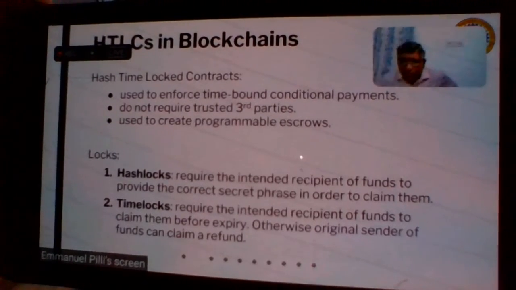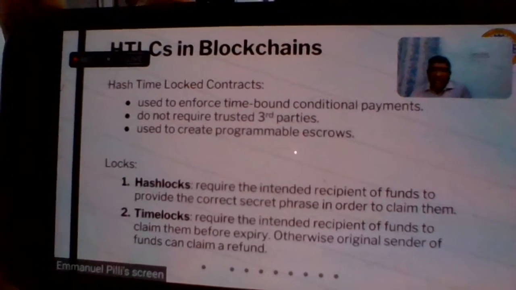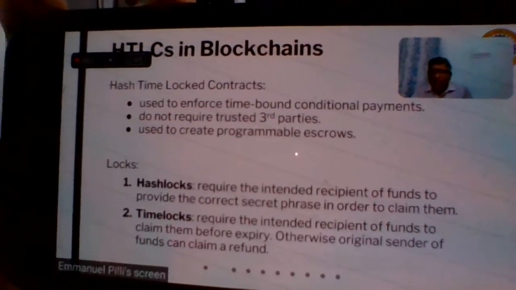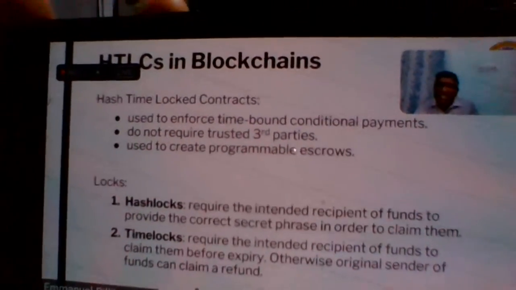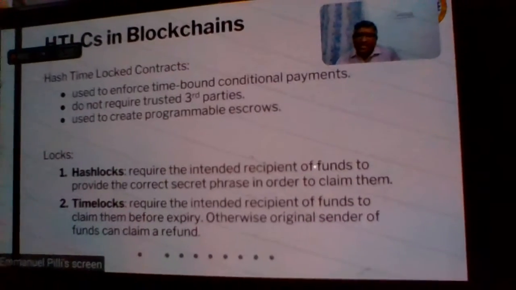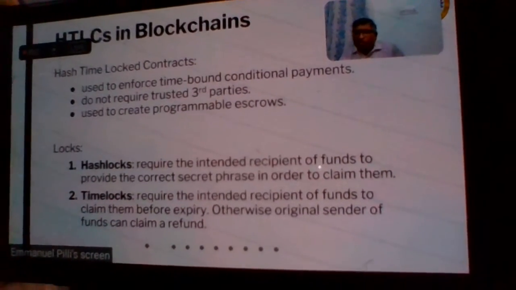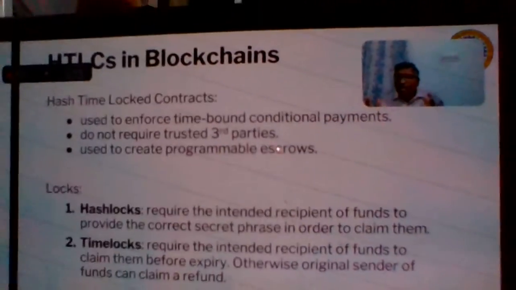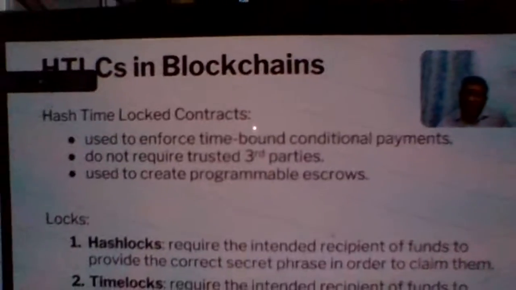Okay. Sorry. So hash time locked contracts, HTLCs, similar to smart contracts, are used in Bitcoin blockchains. They are used to enforce time-bound conditional payments. So you can actually do an atomic swap. I will come to that. Very interesting concept. They do not require trusted third parties.